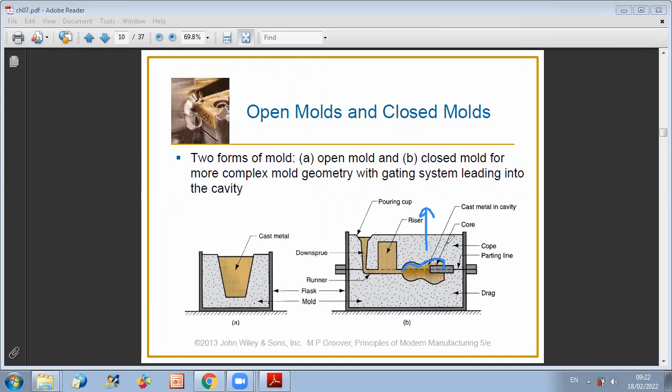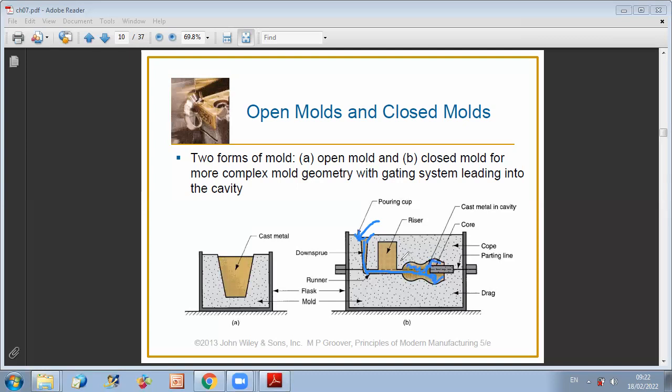Now, if we talk a little bit about the parts here, you have the pouring cup, which is the cup that we put in order to pour the metal. You have the down sprue, which is a channel through which the molten metal will flow, and then it will go through the runner, which will take the molten metal to the cavity. So here you have the cavity that should be filled with the molten metal.